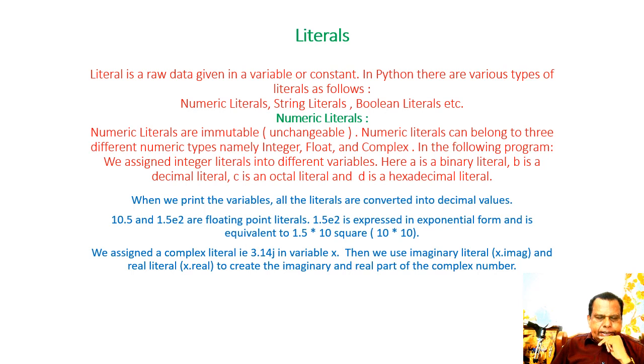We assigned a complex literal, 3.14j, to variable x. Then we use the imaginary literal x.imag and the real literal x.real to get the imaginary and real parts of the complex number.